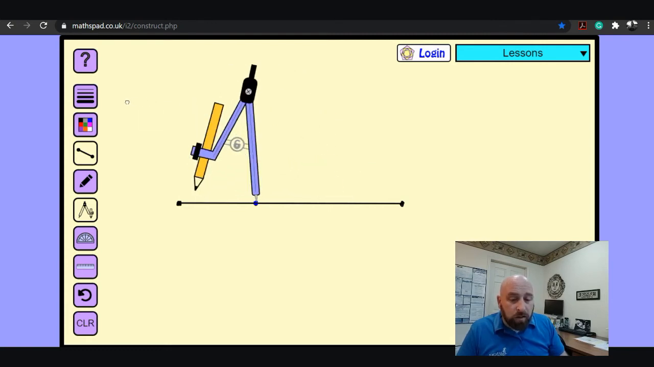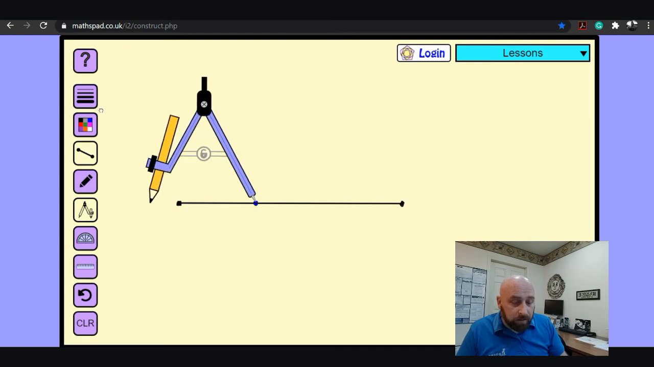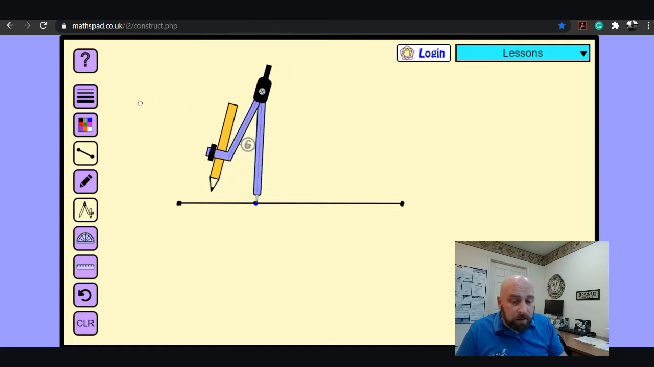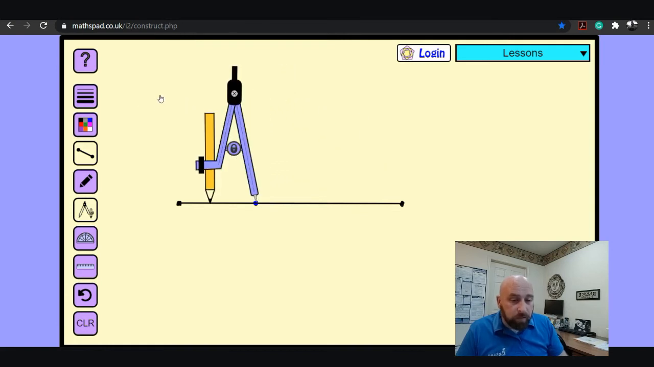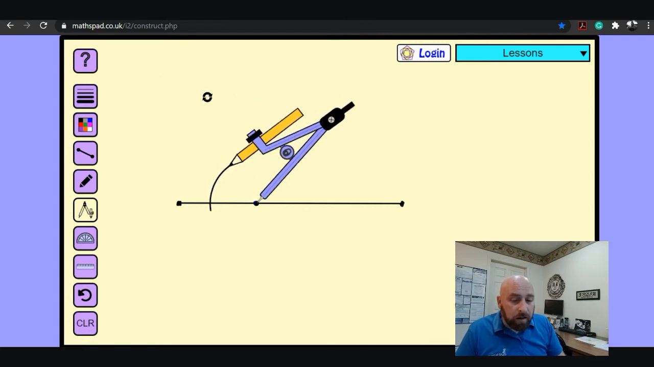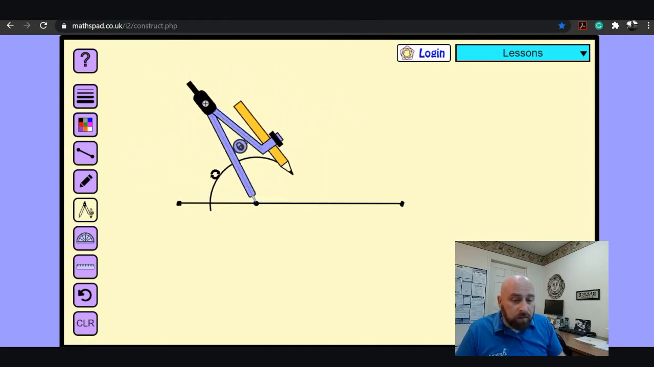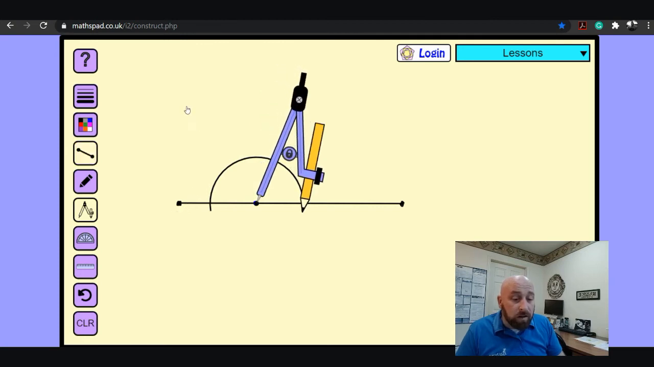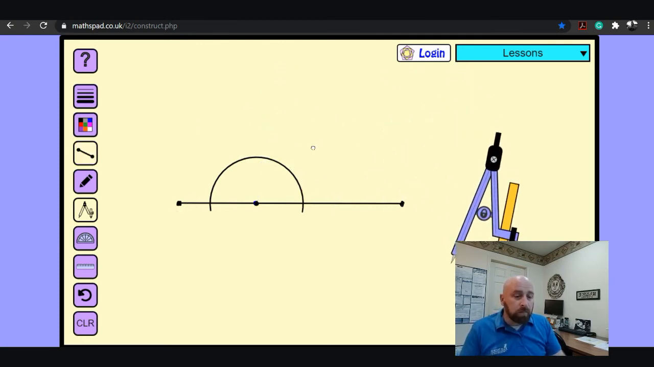Here's what you want. You don't want it to be off of the line over here. You don't want it to be off of the line over here. You want to hit the line on both sides. So we'll put it about right there, okay? And now I want to draw an arc that goes all the way from the line to the line, okay? Basically, I drew a semicircle, okay, with the point there.